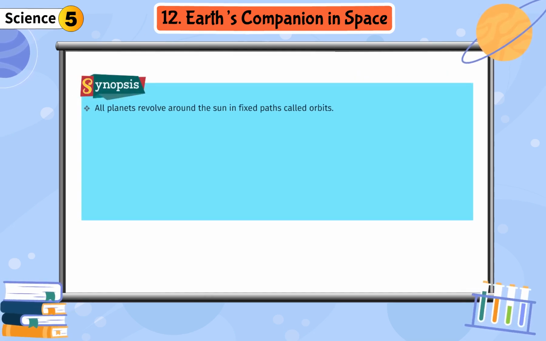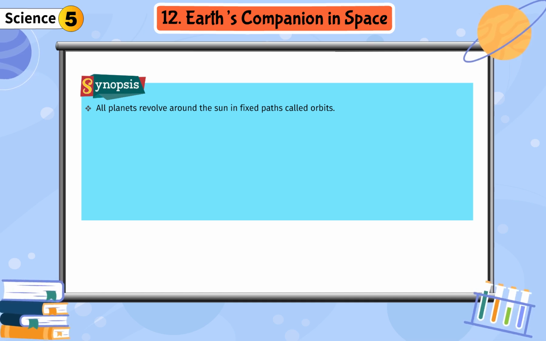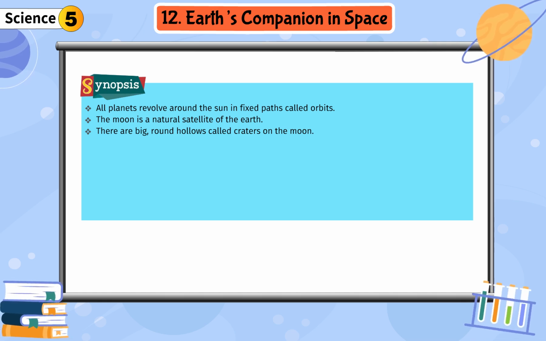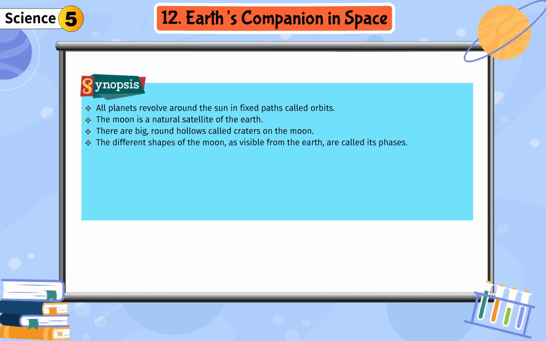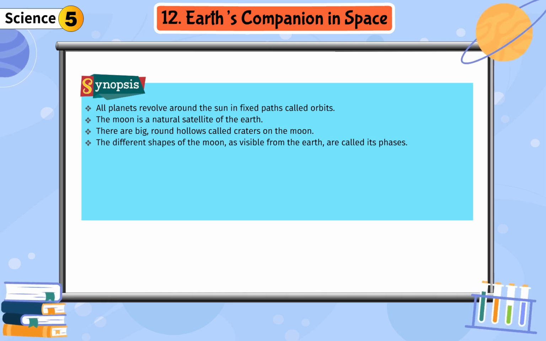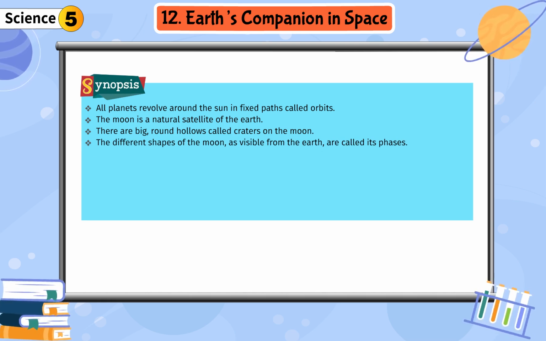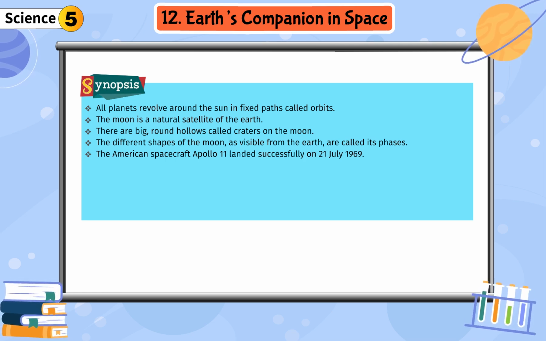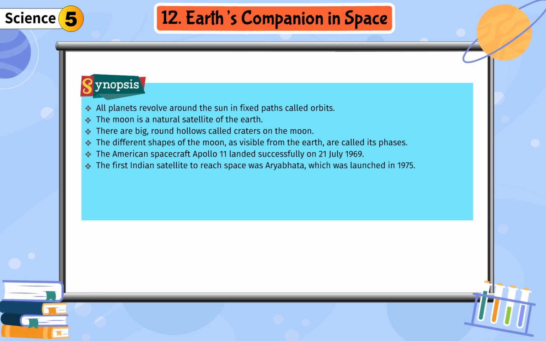Synopsis. All planets revolve around the Sun in fixed paths called orbits. The Moon is a natural satellite of the Earth. There are big, round hollows called craters on the Moon. The different shapes of the Moon, as visible from the Earth, are called its phases. The American spacecraft Apollo 11 landed successfully on 21 July 1969. The first Indian satellite to reach space was Aryabhatta, which was launched in 1975.